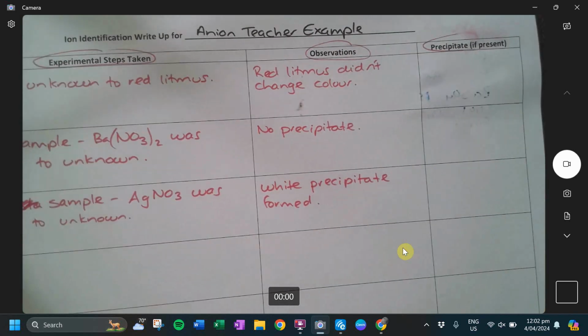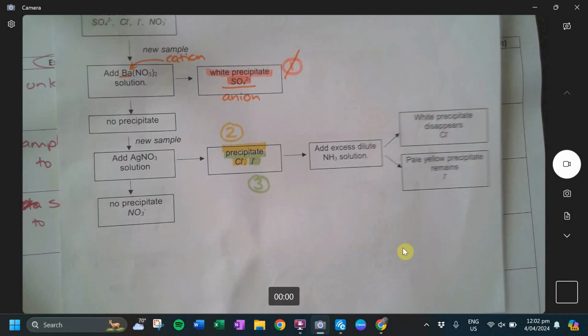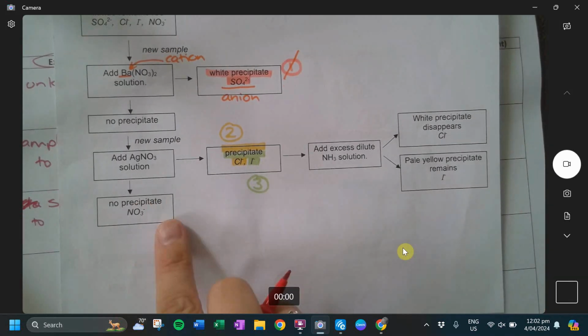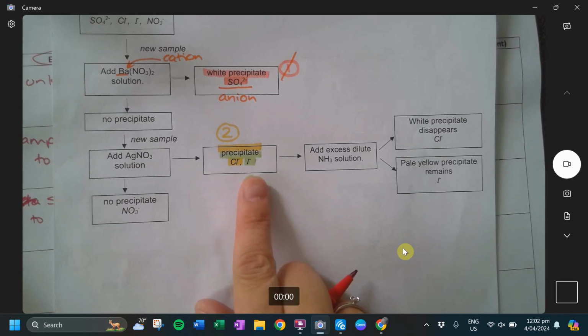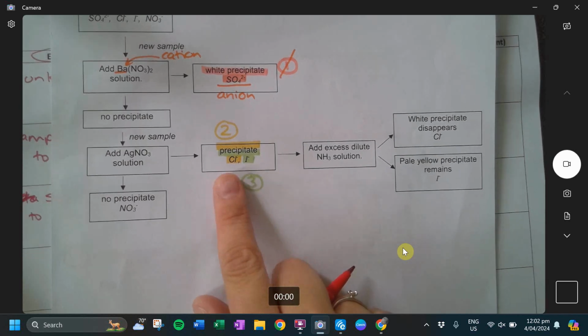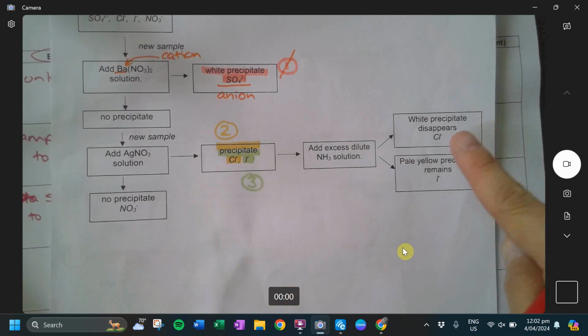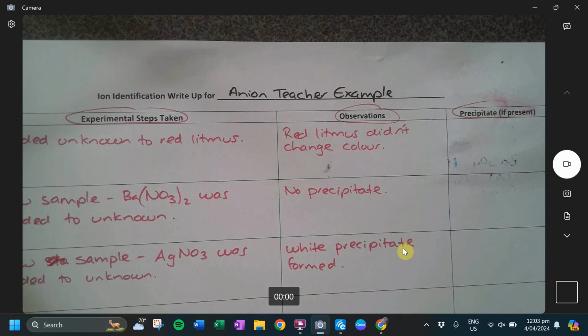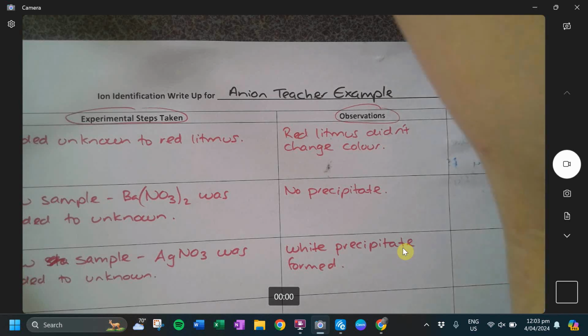Do I know what that precipitate is right now? No, you do not. What have I eliminated? I eliminated nitrate. But because that precipitate formed, it could be chloride or iodide. Now, I do know chloride is a white color and iodide is a yellow color. When I look at this, is that yellow or white? It's probably chloride then, right? But we're going to double check it.